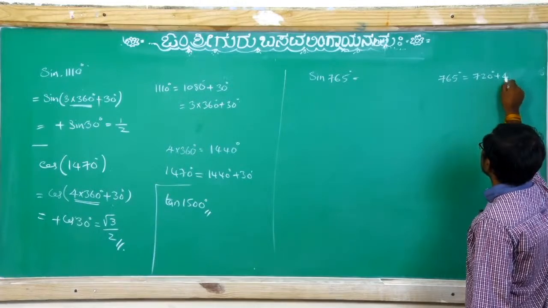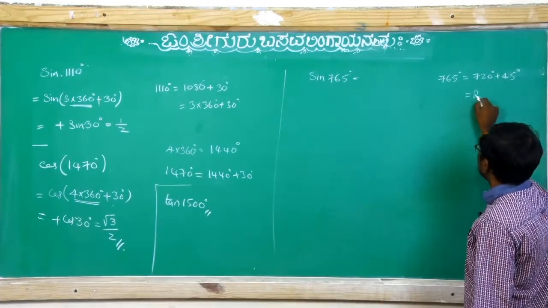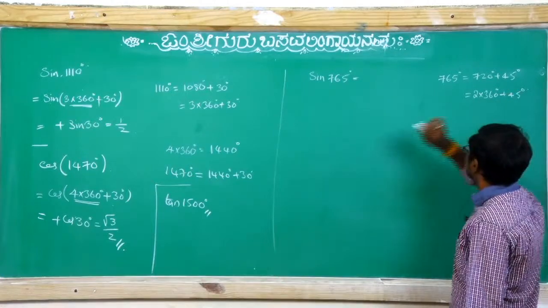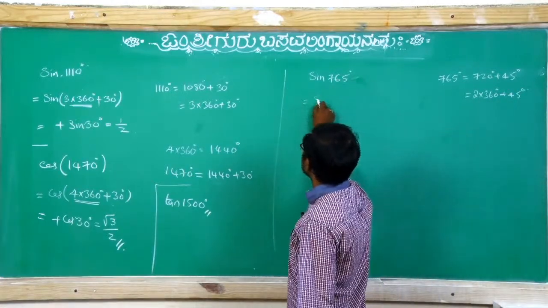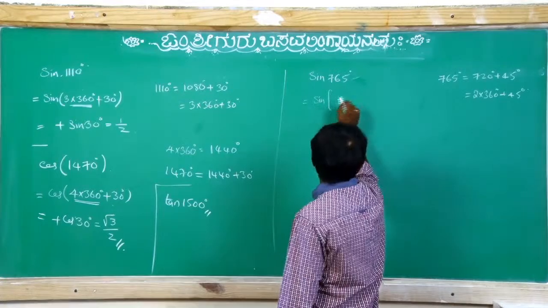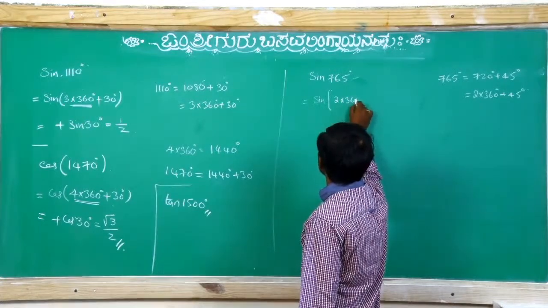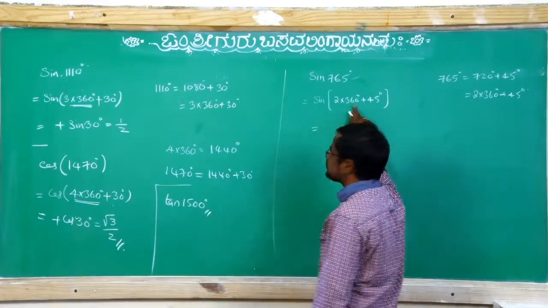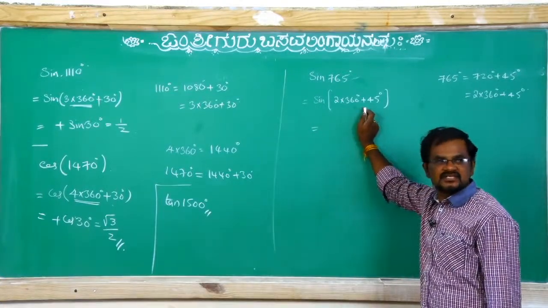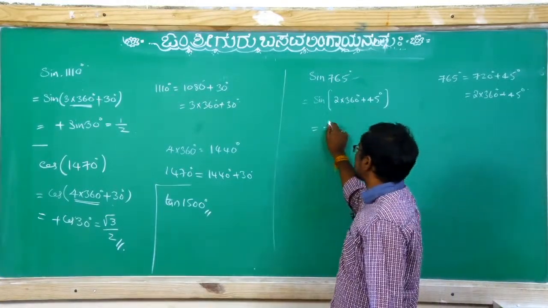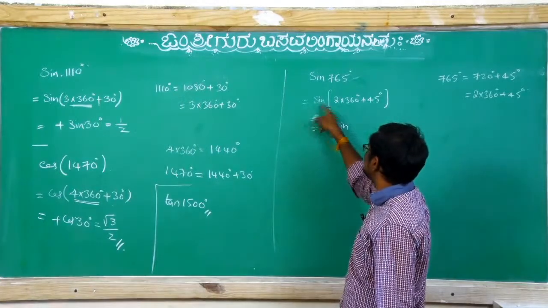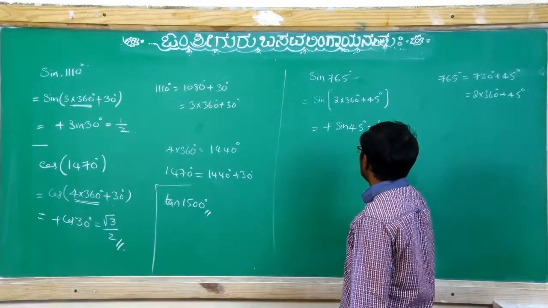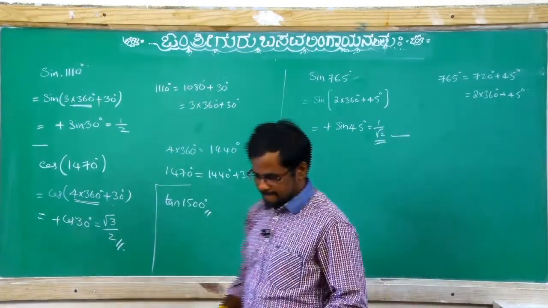720 plus 45, that is 2 into 360 plus 45. So sin of 2 into 360 plus 45: multiple of 360 plus, first quadrant sin positive, at 360 sin does not change. Sin 45 value is 1 by root 2. Right. Next problem.